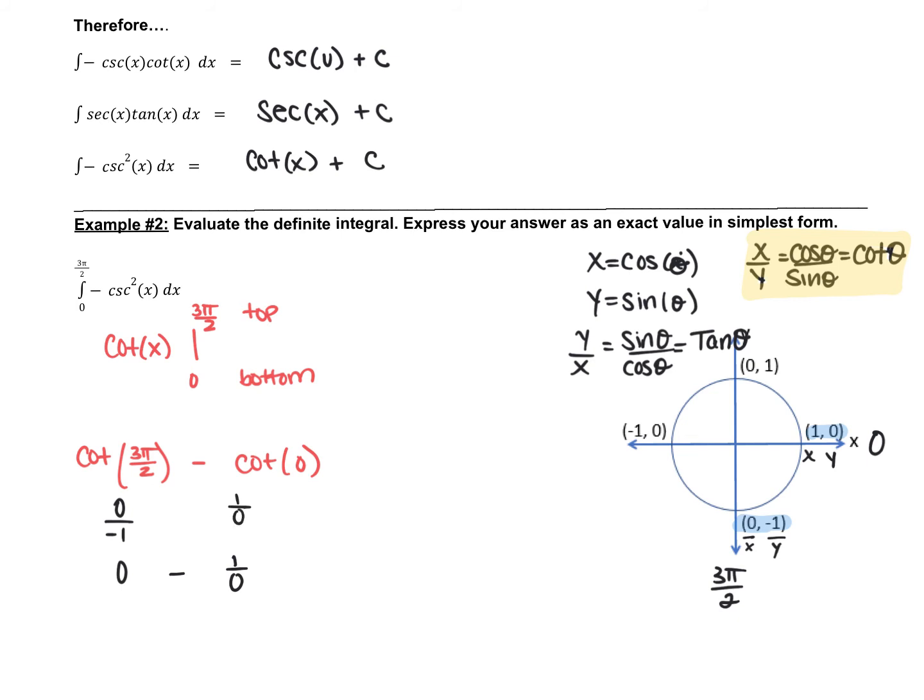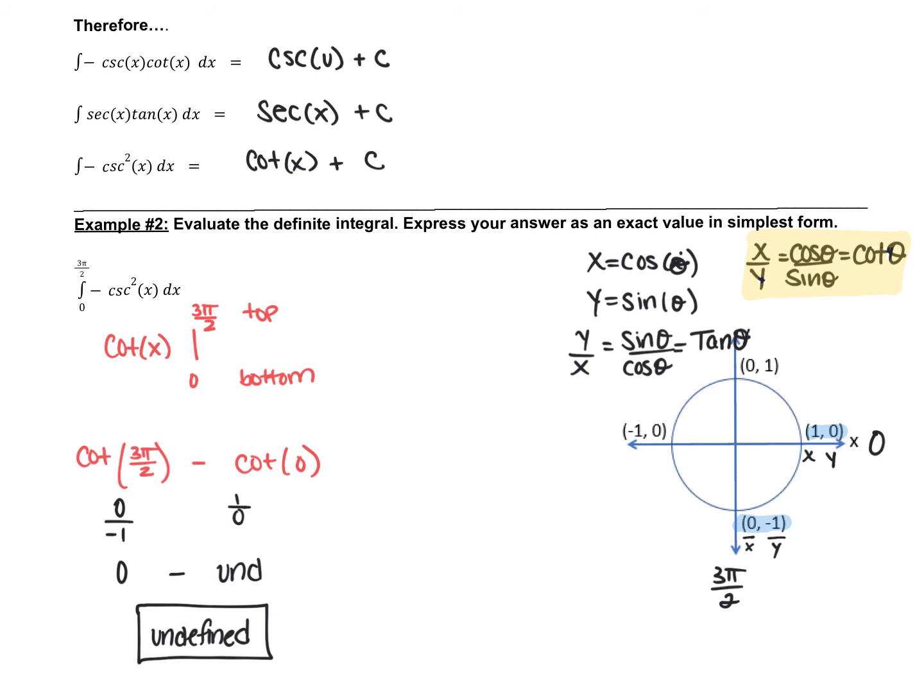Now, 1 divided by 0 is actually undefined, right? We're not allowed to divide by 0. So is it possible for me to take 0 and subtract an undefined value? I don't think so. So what that means is this answer is not possible. So this answer as a whole is undefined. So it's not possible to evaluate this.